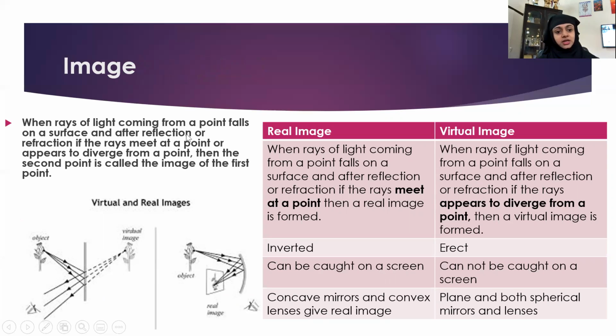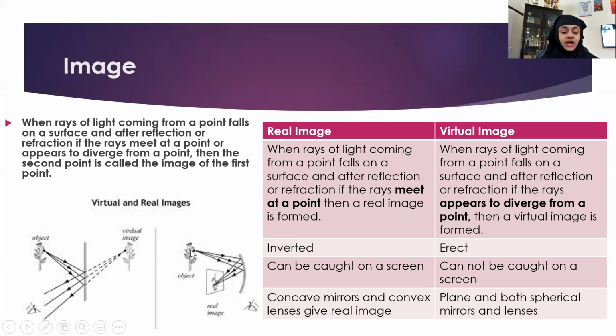When rays of light coming from a point fall on a surface and after reflection or refraction, if the rays meet at a point, or appear to diverge from a point, then the second point is called the image of the first point. This is a bit confusing when you read it like that. But look here at this figure.